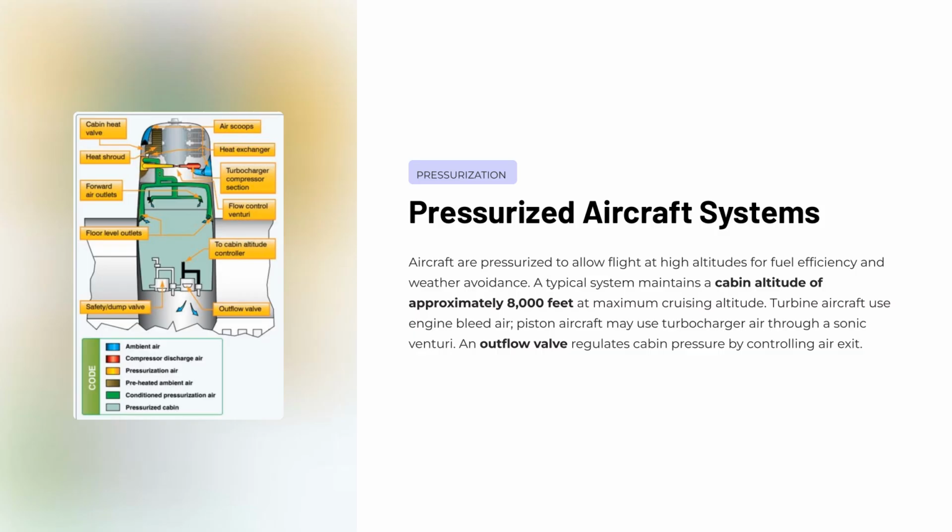Think of it as a balance. Air continuously enters the cabin, and the outflow valve precisely controls how much escapes to hold pressure steady. Understanding this fundamental relationship between air input and the outflow valve is essential for grasping how pressurization systems are monitored and managed by the flight crew.